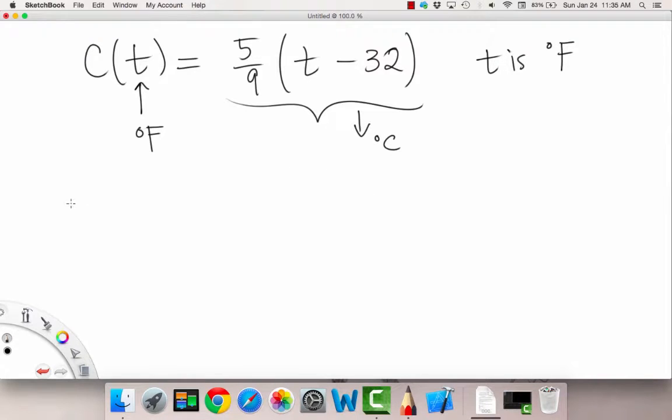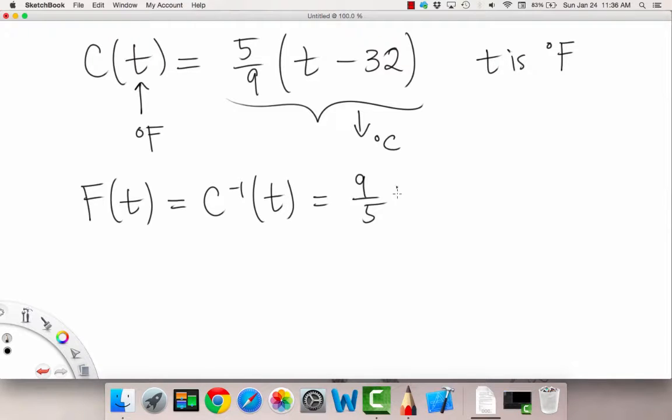The inverse function of this, we can notate it like this, because it doesn't have to exactly have that c to the negative 1 notation, but it could. We could just say f of t is equal to c inverse of t. This is going to be equal to 9 over 5 t plus 32, with no parentheses here. In this case, t now represents degrees Celsius, so we go from Celsius to Fahrenheit.